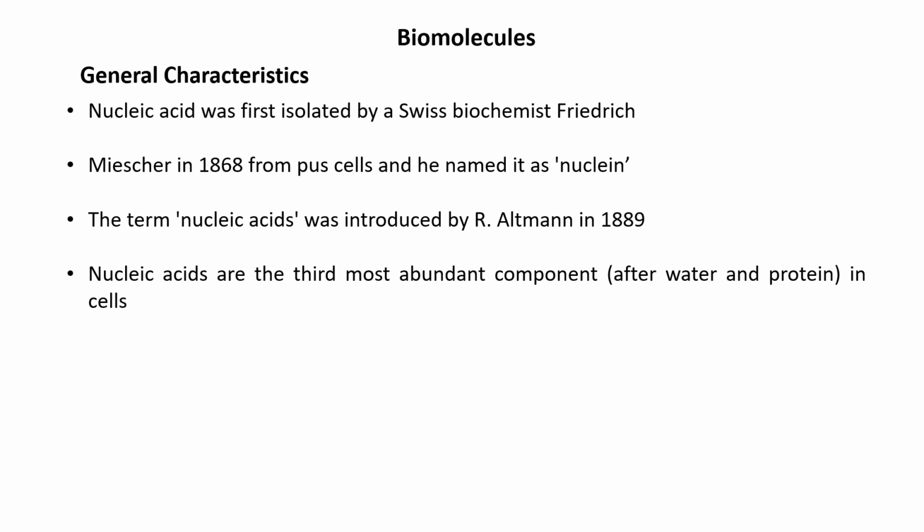So, general characteristics of the nucleic acid. Nucleic acid was first isolated by the Swiss biochemist Friedrich Miescher in 1868 from pus cells, and he named it nuclein. The term nucleic acid was first introduced by R. Altman. So these are some of the important dates in the discovery of the nucleic acids. Nucleic acids are the third most abundant component after water and protein in the cells. This is the third most abundant biomolecule.